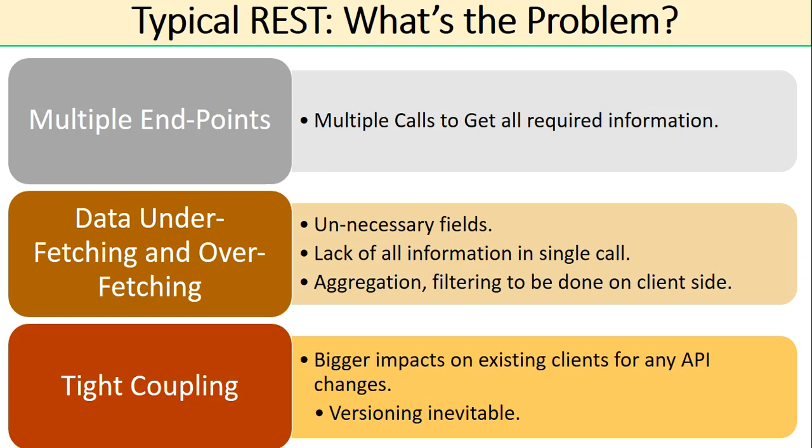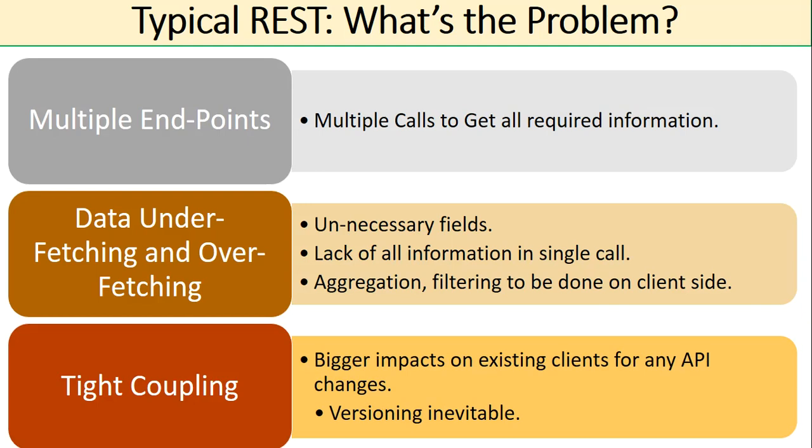And secondly, because we're calling multiple endpoints, you have a lot of network bandwidth being utilized, as I stated before. Then, as I explained, you have data overfetching and underfetching, because you are getting unnecessary fields, and also you are not getting all the information in a single call. And additionally, on the client side, you will have to make sure that you're doing the aggregation, and the filtering of the data as per your requirements.